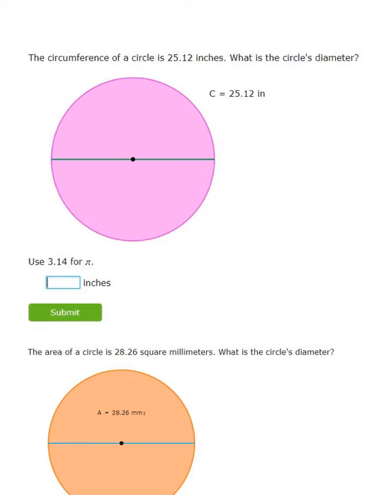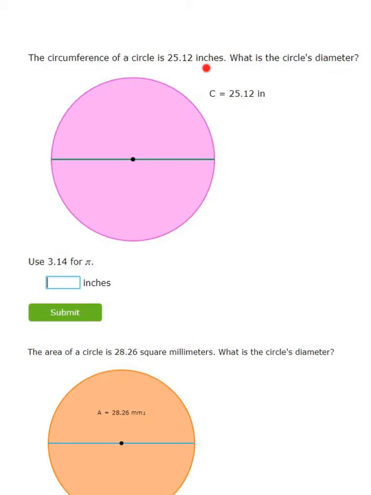Today we're going to be learning how to take the circumference of a circle and figure out the diameter, or how to take the area and figure out the diameter of the radius. So it'll feel a little bit like working backwards compared to what we've been doing up until now.